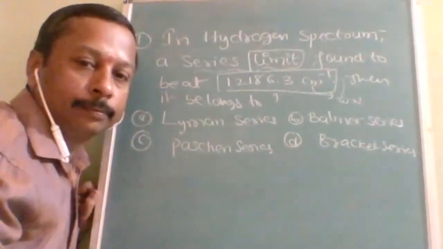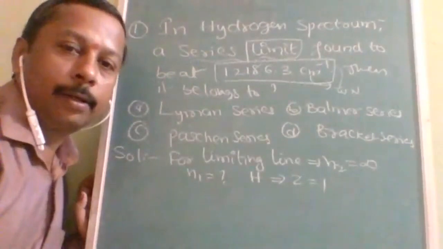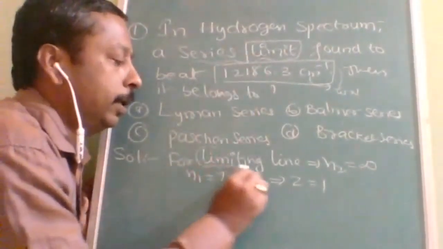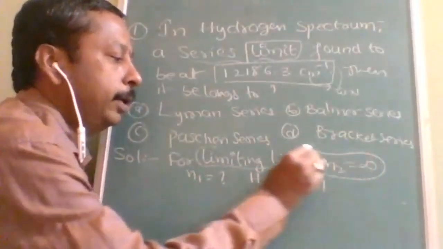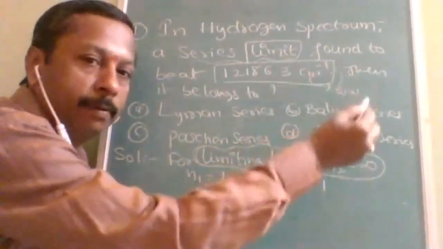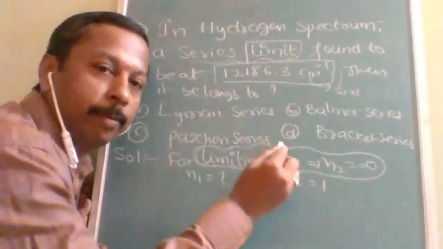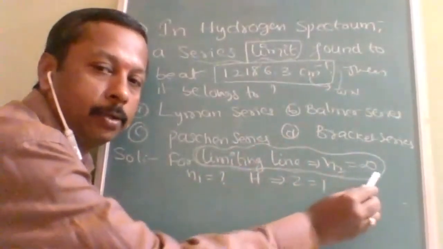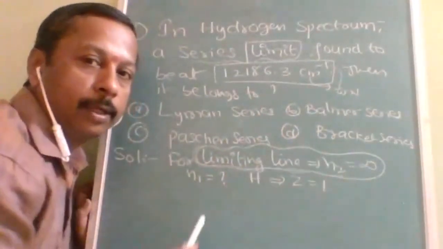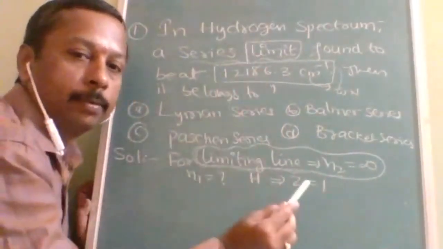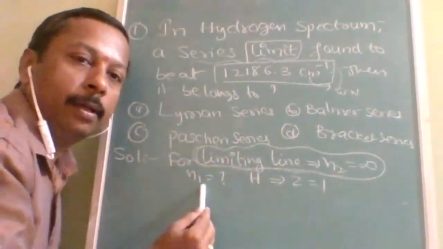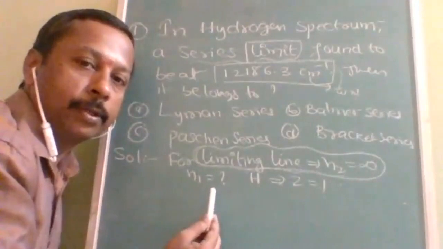Okay, if you tried and were not able to do it, then I will give you a hint. Here limit means limiting line. Whenever there is a limiting line, it means the last line. Which will come last? Which is coming from the largest distance, from infinity? That is n2 is equal to infinity. This word is giving us a hint to use n2 equal to infinity. In hydrogen spectrum, Z is equal to 1. You have to tell the series name, that means you have to find n1. That is the question.